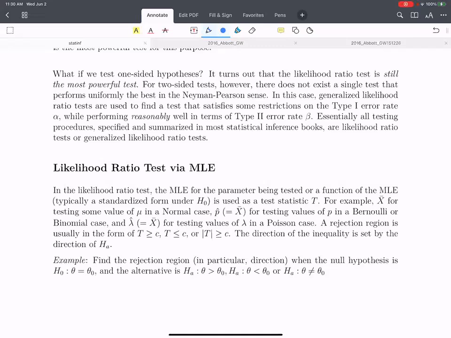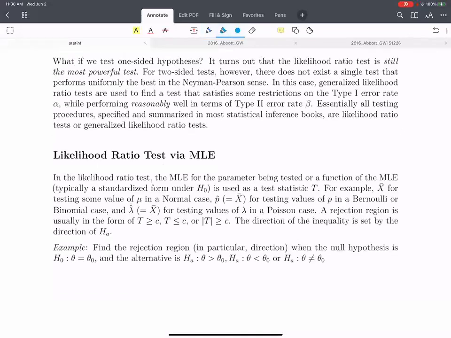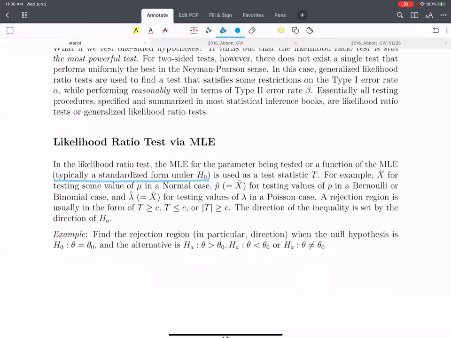I think I moved pretty fast, but let me emphasize that this testing procedure will be based on the standardized form of the MLE under the null hypothesis. I will explain that later. But in the example, let's try to find the direction of the rejection region based on the direction of the alternative. So let's find the rejection region when the null hypothesis is simple, theta equal to theta naught, but the alternative is one-sided or two-sided.